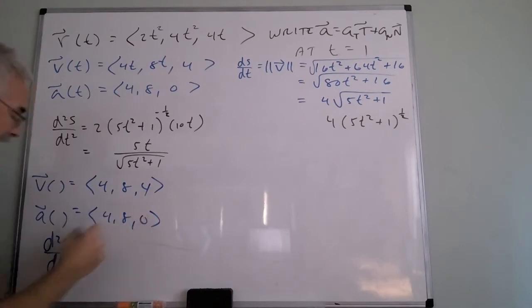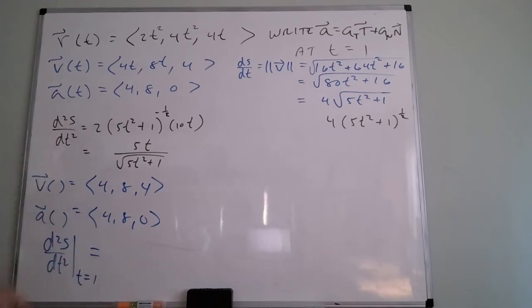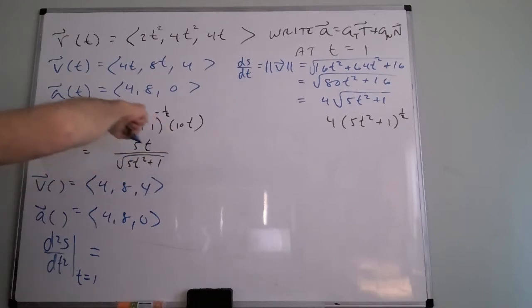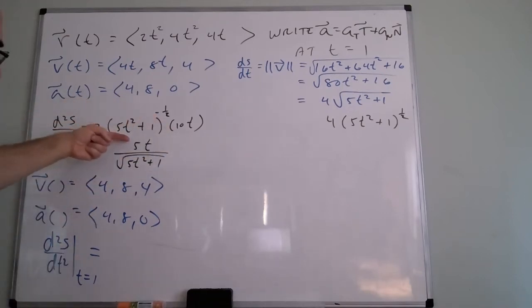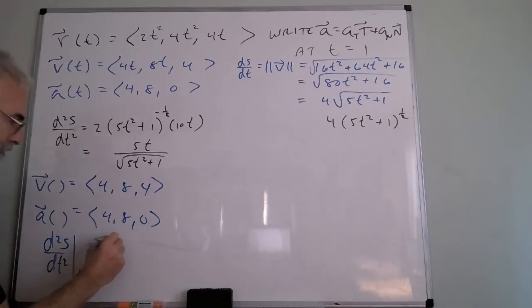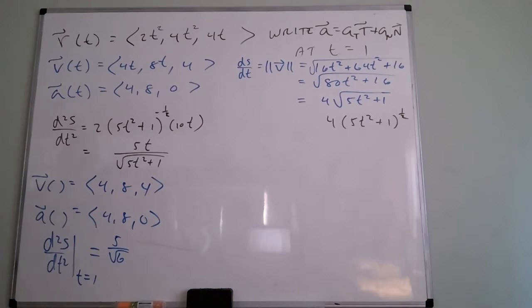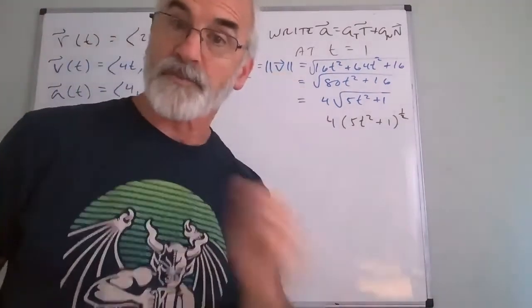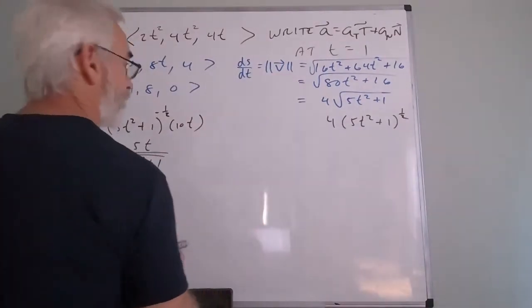Now I want d squared s/dt squared evaluated when t is 1. That's the proper notation, a vertical bar evaluated at, so I'm going to put a 1 in here. What would that be? It looks like it's going to be 5 over root 6. Now that can't be simplified. If you want to rationalize it, that's fine, but there's not going to be any canceling taking place. It appears that all the things I need to evaluate, I have. So now we want to do the dot product and the cross product, because I'm going to need all of those things.